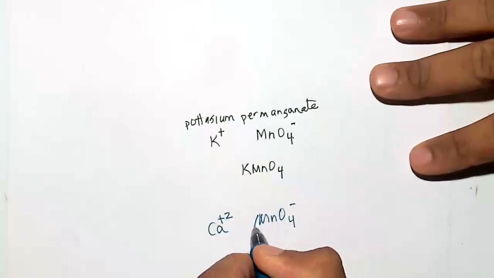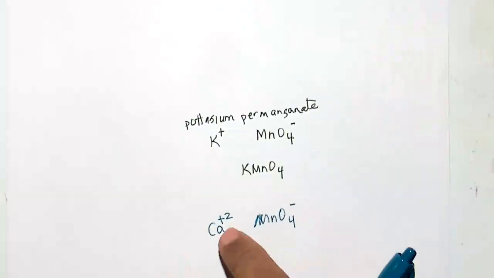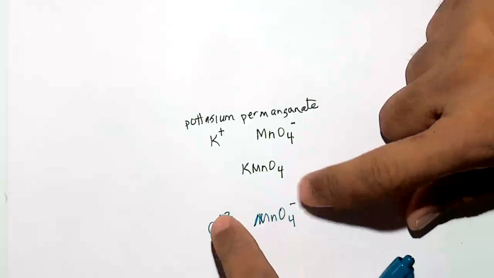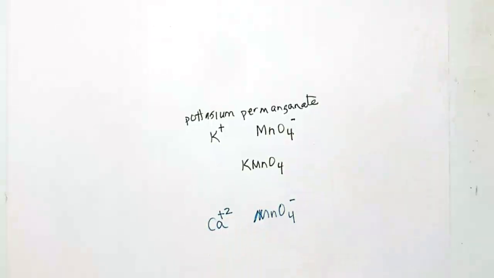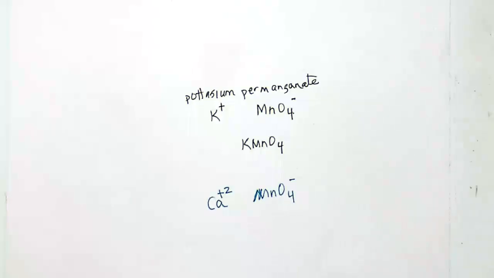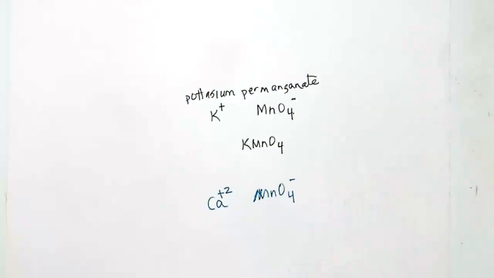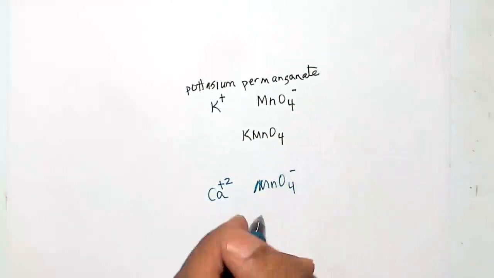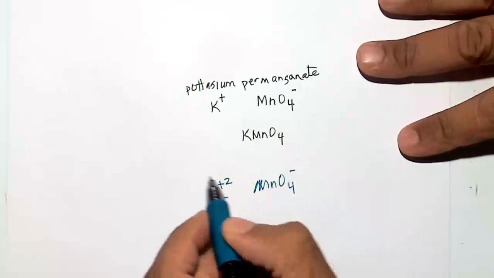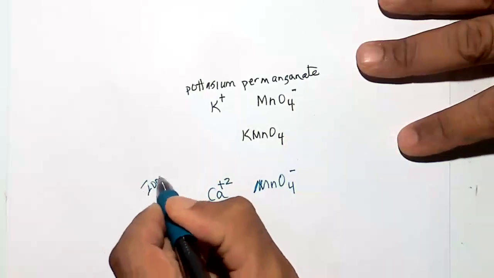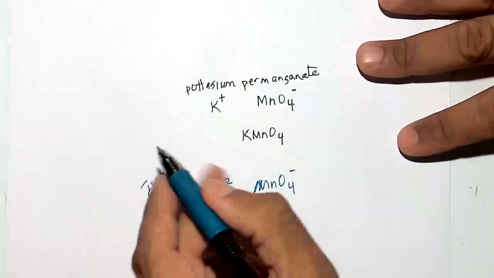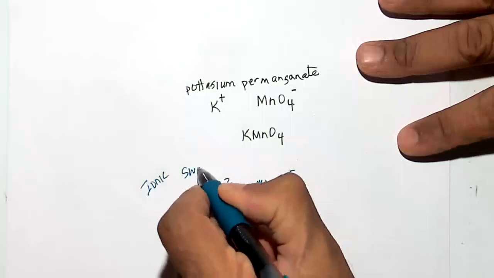Would this be ionic or covalent? We've got two charges, a plus going with a minus. It would be ionic because we got this positive charge attracted to this negative charge. So what would the formula be? So for ionic compounds, okay, we will switch them. Okay. Switcheroo.